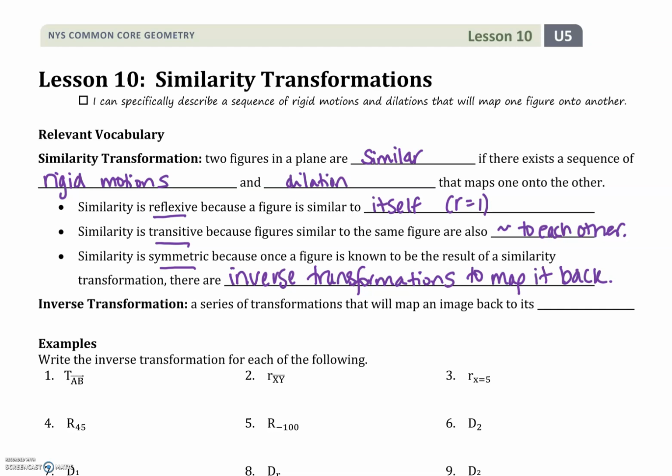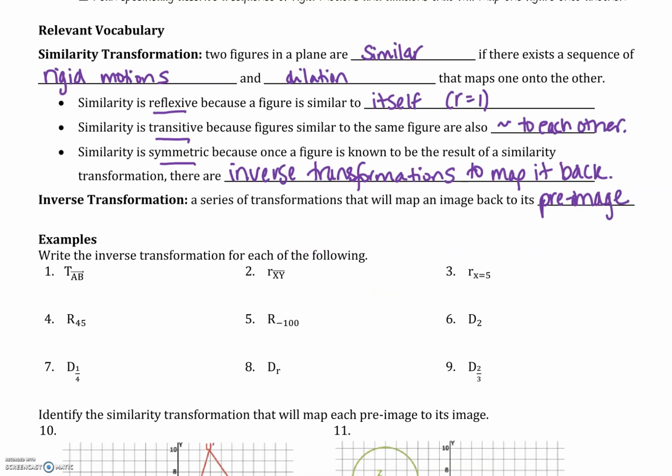Okay, and an inverse transformation is a series of transformations that will map an image back to its pre-image. So it undoes a transformation. That's what an inverse does. So for example, if we were translating along a vector that would start at A and end at B, the inverse would be to also do a translation, but starting at B, ending at A. If we were reflecting over the line XY, then we would reflect back over the line segment XY. It would be reflected back over the same thing.